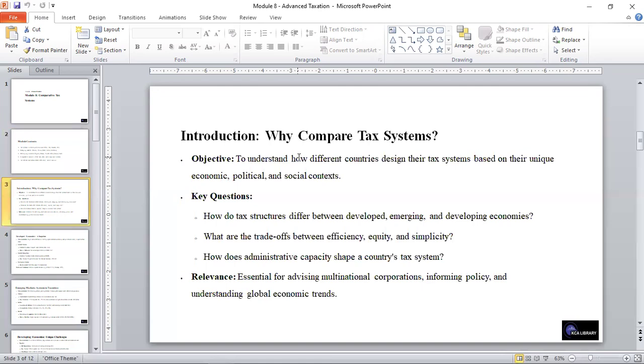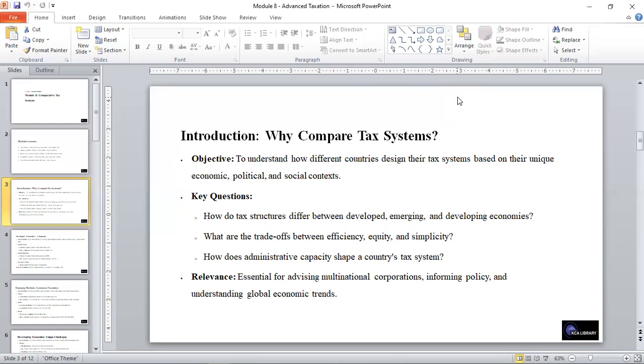Why do we have to do this in comparing tax systems? It actually helps us understand how different countries design their tax systems based on their unique economic, political, and social context. And the key questions that have been asked are, how do tax structures differ between developed, emerging, and developing economies? What are the trade-offs between efficiency, equity, and simplicity? And lastly, how does administrative capacity shape a country's tax system? These are the questions we need to find answers to.